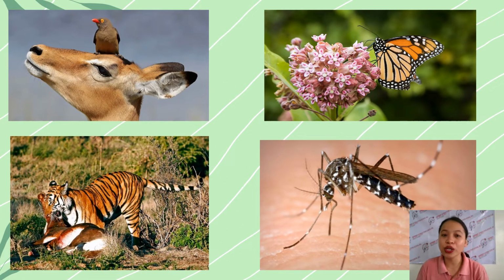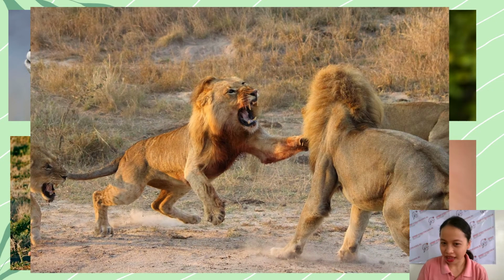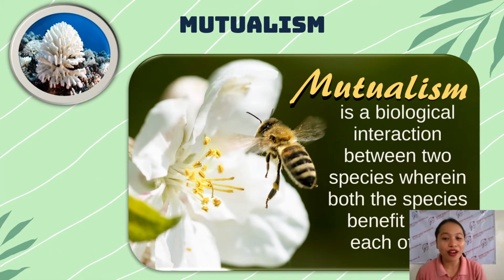Now, I want you to look at these pictures. Okay. So we have here different relationships or interactions among living things. So we have the mutualism. When we say mutualism, class, can you read? That is the interaction between two species wherein the species benefit each other. When we say symbiosis, class, that is the act of living together or interactions of two organisms.